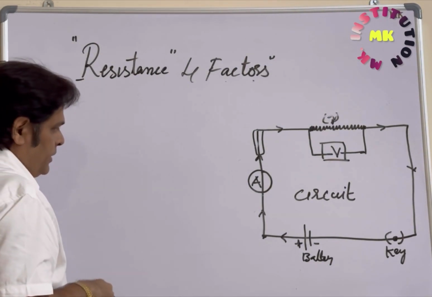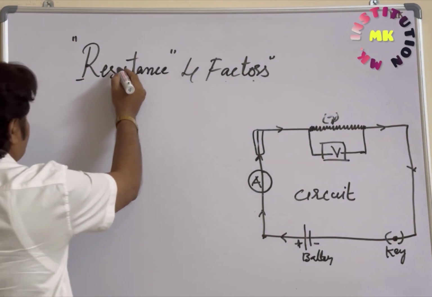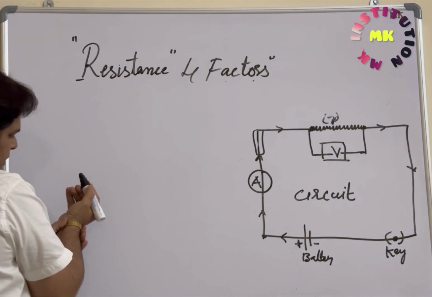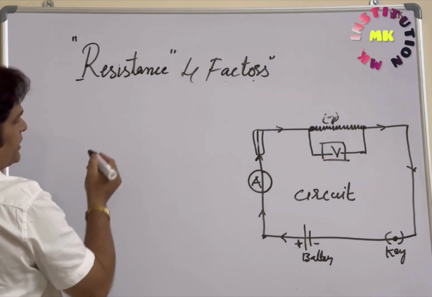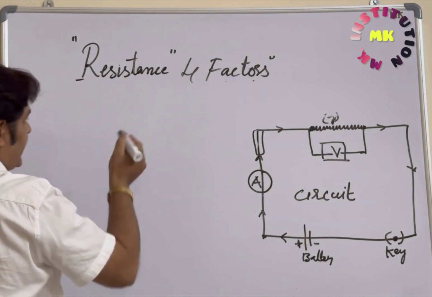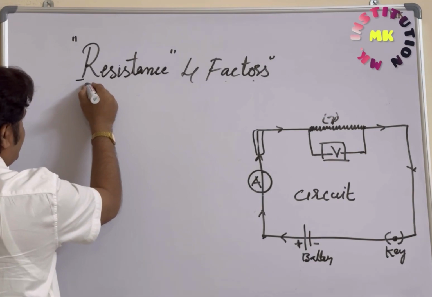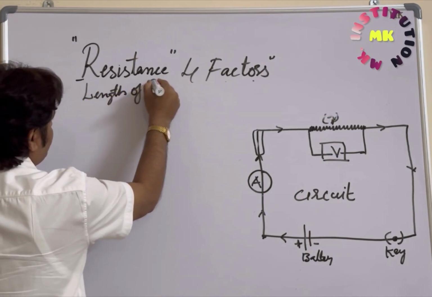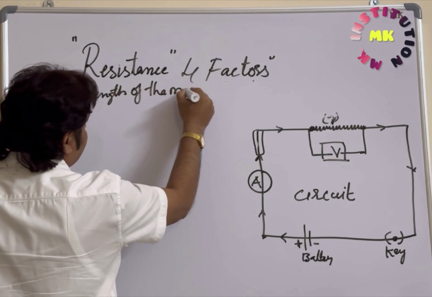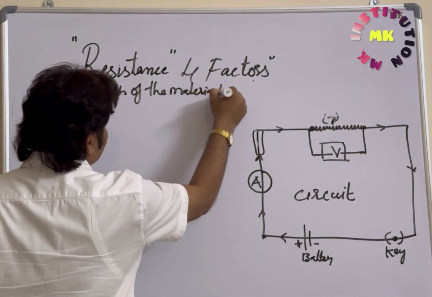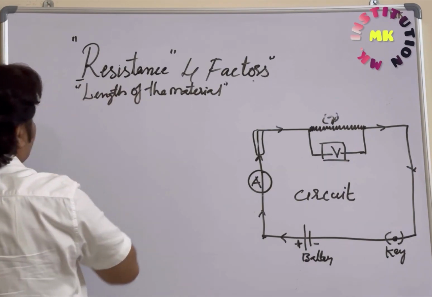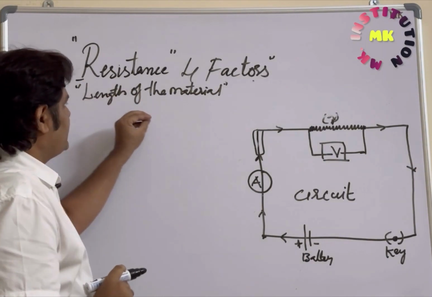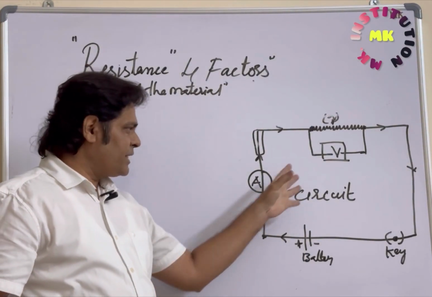Next, we have to show, or how can you prove, that resistance depends upon the length of the material. The next topic, the third one, is the length of the material. Whether the resistance depends upon the length of the material or not. For that, once again, we do an activity.